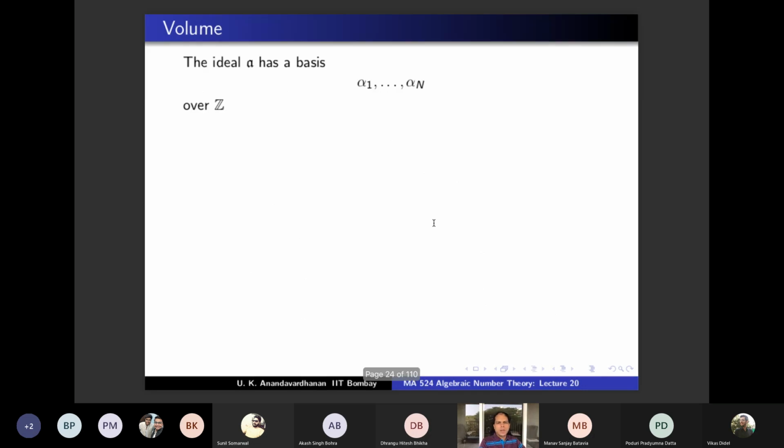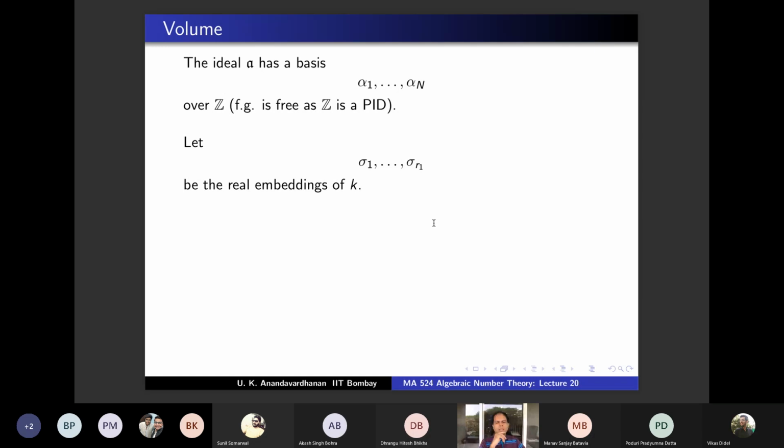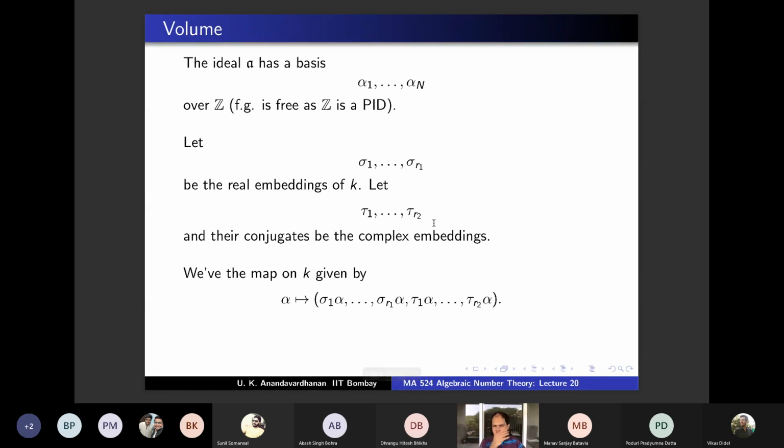Okay, it's easier here. Anyway, the ideal A has a basis alpha 1 etc. alpha n over Z, because it is finitely generated, as Z is Noetherian, and then it is free because Z is a PID. So take a basis and let sigma 1 etc. sigma R1 be the real embeddings, and tau 1 etc. tau R2 and their conjugates tau 1 bar, tau 2 bar etc. be the complex embeddings, and then you can map alpha to all these embeddings, sigma 1 alpha etc. And what is the discriminant?